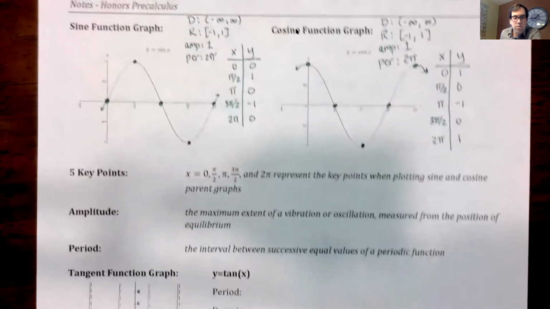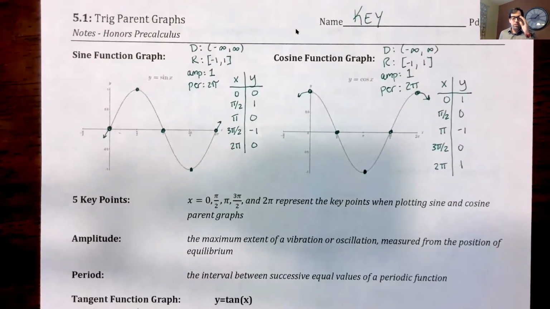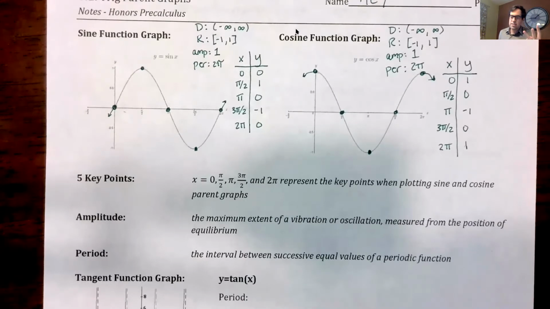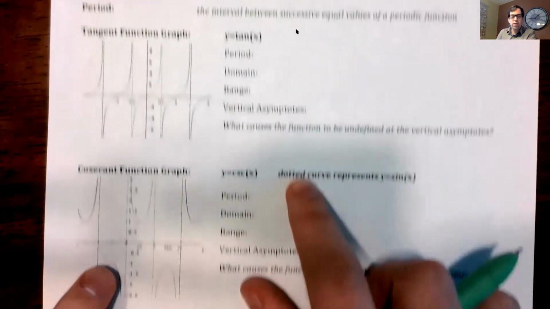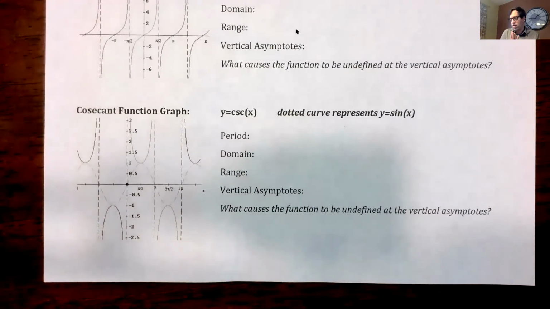But today we are going to spend most of our time looking at the other 4 trig functions. That's tangent, cosecant, secant, and cotangent. On your notes, the first one is tangent, but we're actually going to skip it. I want to look at cosecant first because I think cosecant and secant go together pretty nicely when you're thinking about sine and cosine. Then we'll come back to tangent.